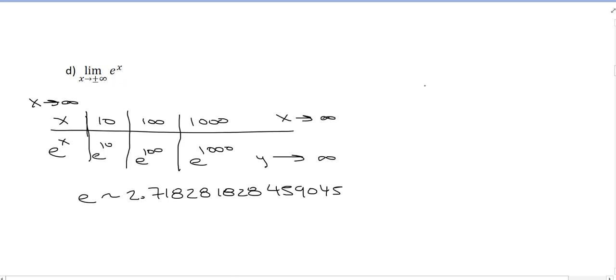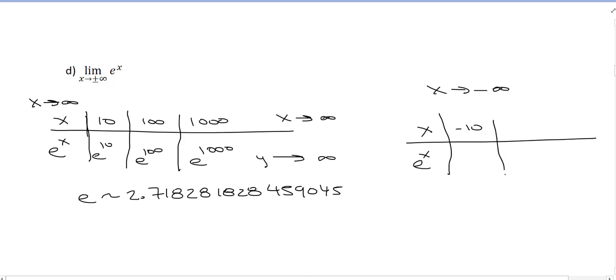What happens as x goes towards negative infinity? So we're going to try negative 10, negative 100. So e to the minus 10, what does that mean? A negative exponent means it really belongs in the denominator, right? So this is 1 over e to the 10. Now here we said e to the 10 is a huge number. So what's 1 over e to the 10? So that's going to be very small, right?